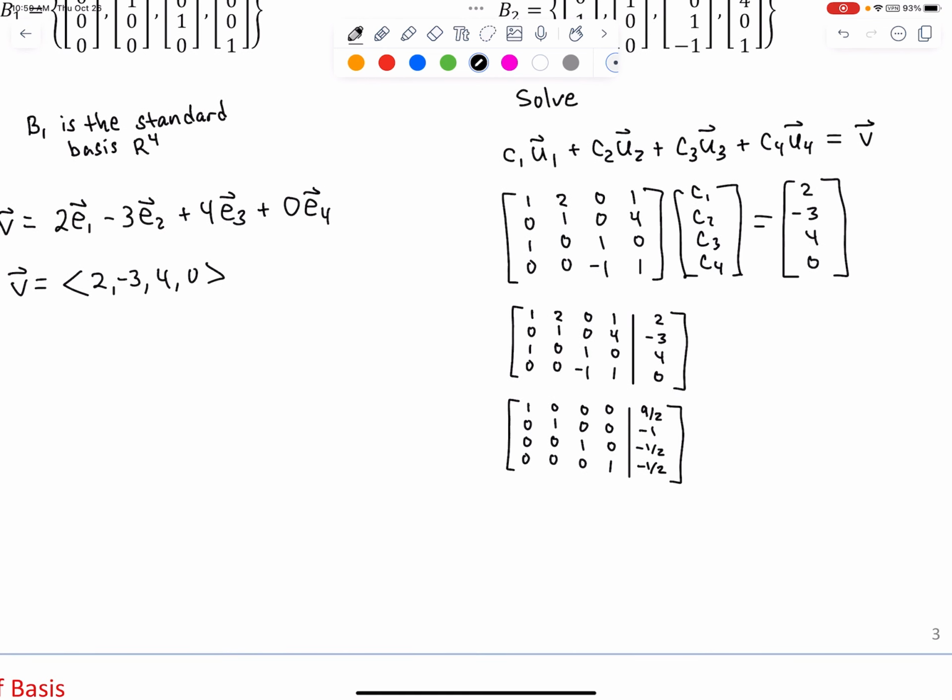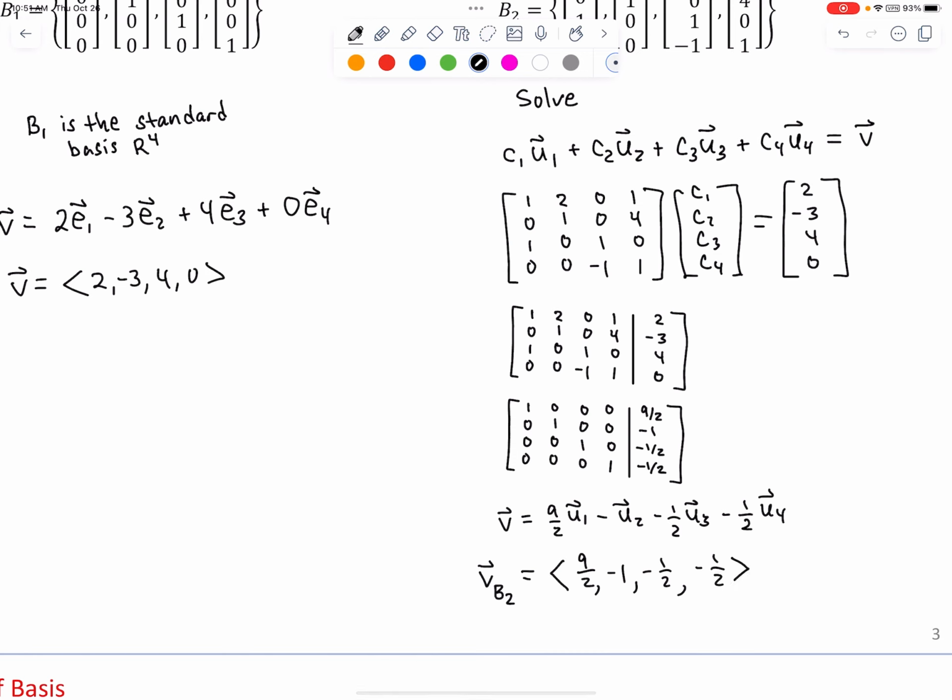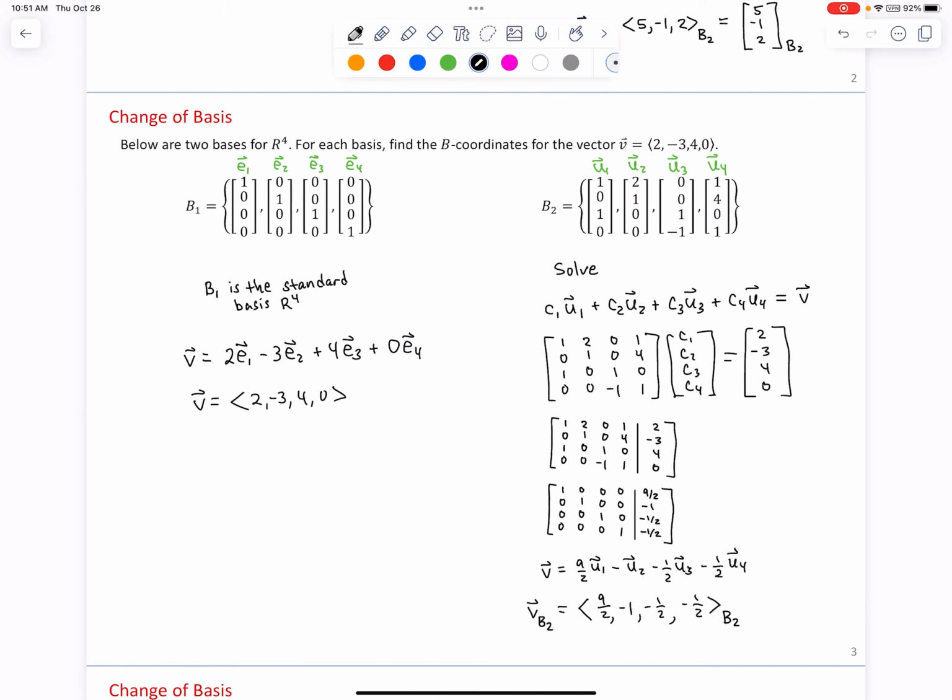This gives us C1 through C4, and we can now express vector v as a linear combination of these basis vectors. We'll have 9 halves of the first basis vector, minus 1 copy of the second basis vector, minus 1 half of the third basis vector, and then minus 1 half of the fourth basis vector. So the coordinates of v with respect to this basis, B2, are 9 halves, negative 1, negative 1 half, negative 1 half. Again, with respect to basis 2. Okay, let's go on to the next page.